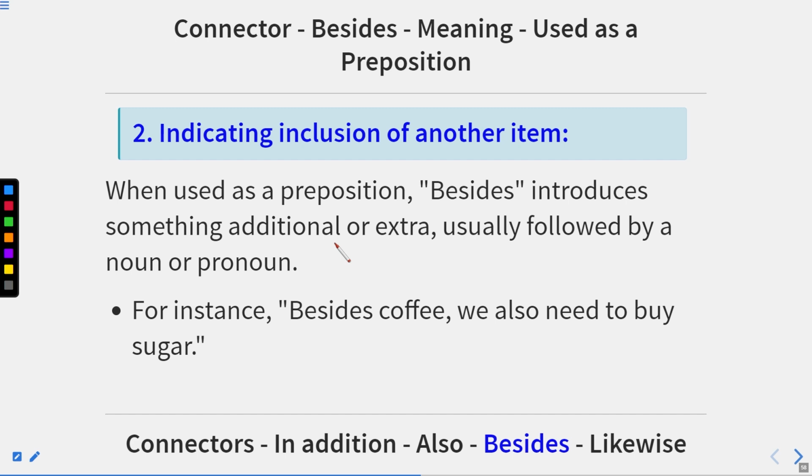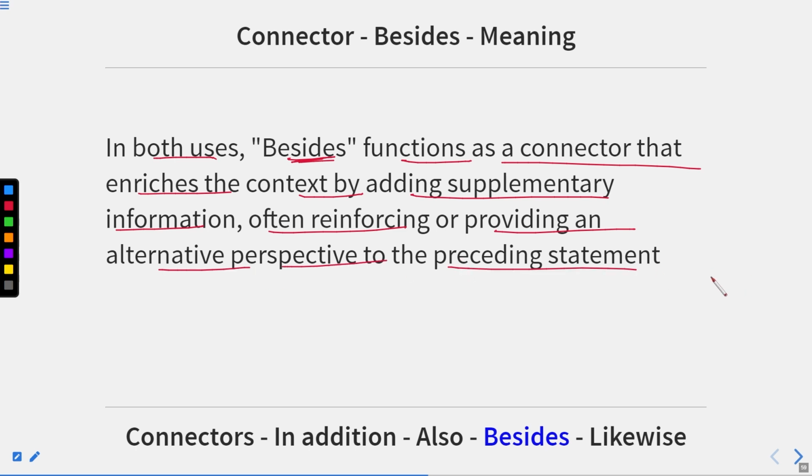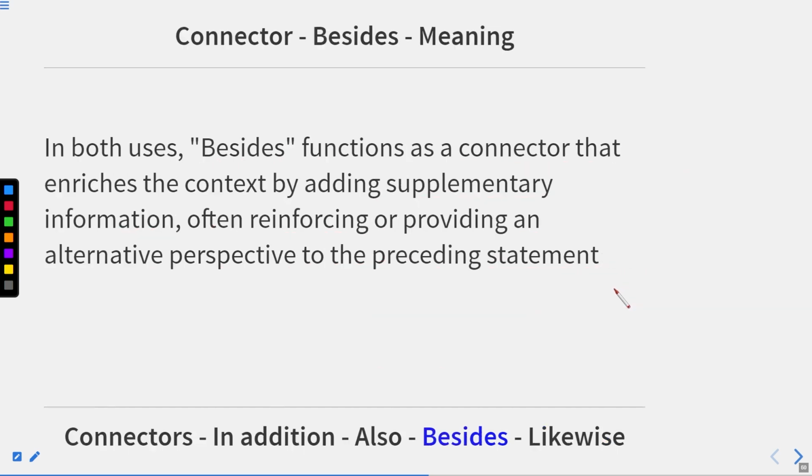For instance, besides coffee, we also need to buy sugar. So here you can see it is written besides coffee. It means this is within the sentence. We also need to buy sugar. In both uses, besides functions as a connector that enriches the context by adding supplementary information, often reinforcing or providing an alternative perspective to the preceding statement. It means if it is used as an adverb, we write the entire information about the word besides, which is extra. But if it is used as a preposition, we have only the noun or the noun phrase, not the entire statement after the word besides.